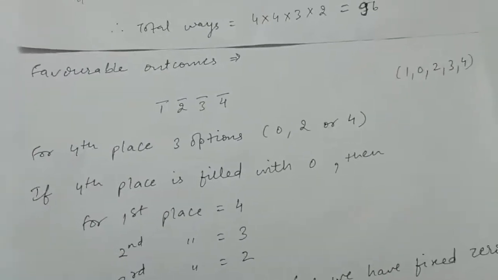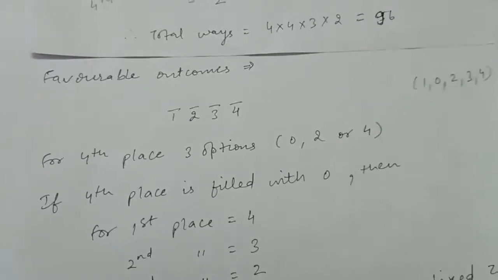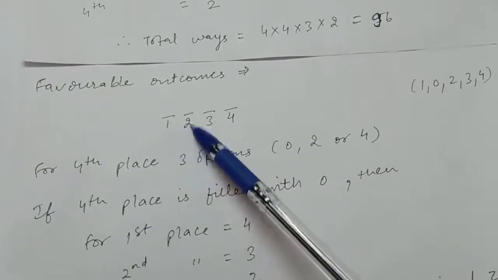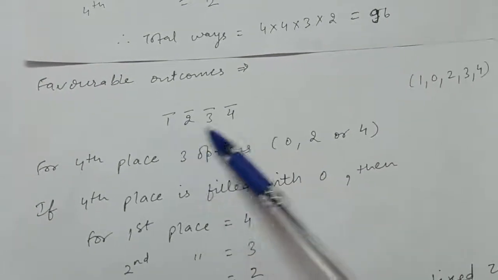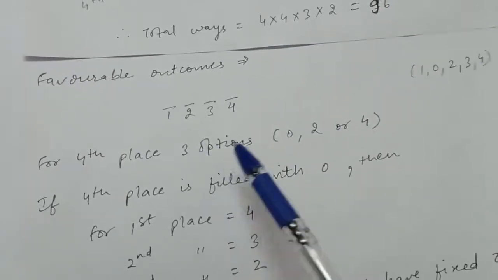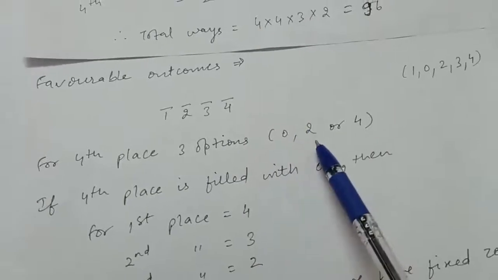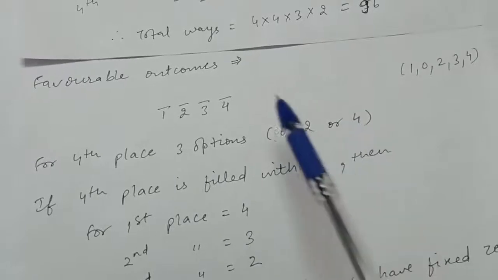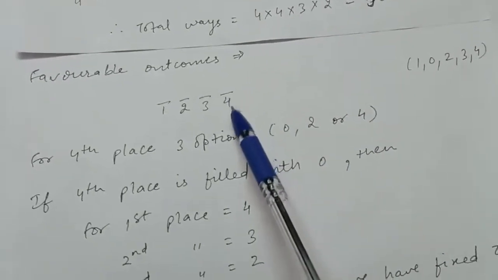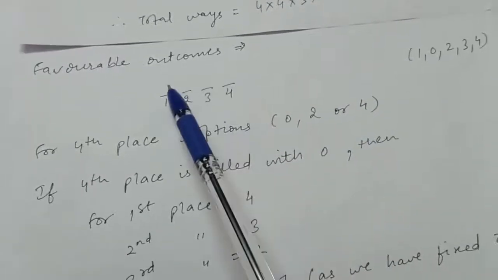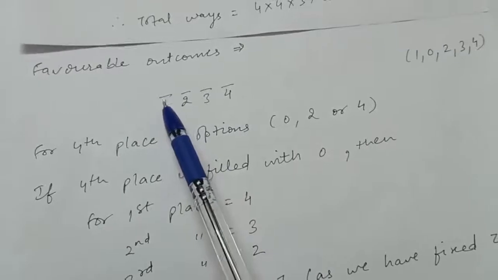Now we will find the favorable outcomes. So favorable outcomes is 4-digit even numbers. Now see, these are the 4 places which we have to fill. For the even number, fourth place has 3 options, either 0 or 2 or 4. But when we put 2 or 4 in the fourth place, when I fill this fourth place with either 2 or 4, then for the first place I have how many options?